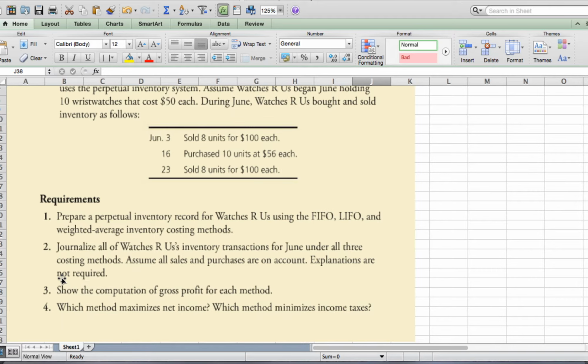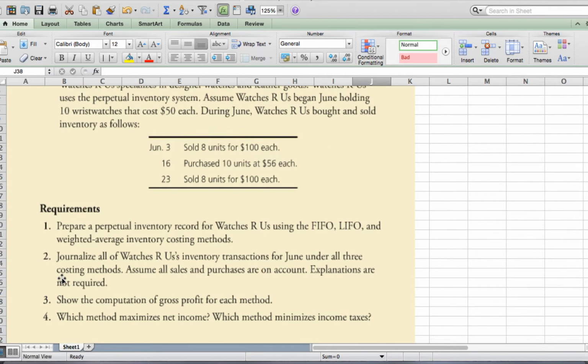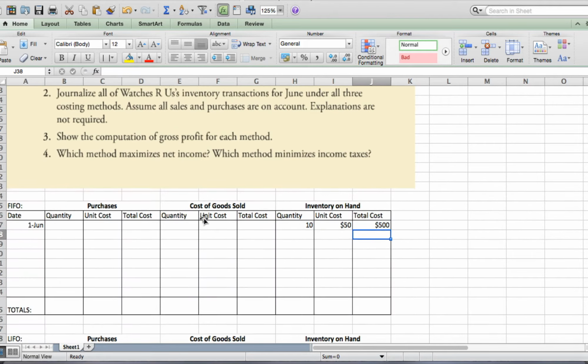So the first thing we need to do is record selling 8 units for $100 each. The amount we sell it for doesn't really matter at this point. Obviously the amount we sell it for is important to deciding how much revenue we're going to generate from this, but as far as just keeping track of how much is in inventory, we just really need to know how much we sold. Okay, so June 3rd, we sell 8 units.